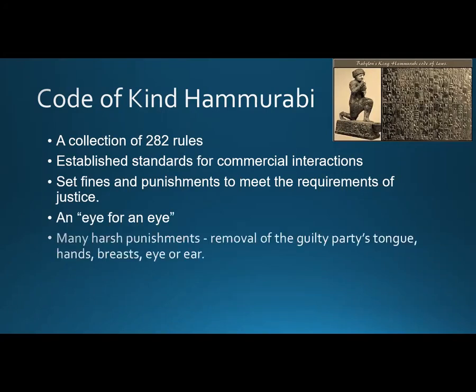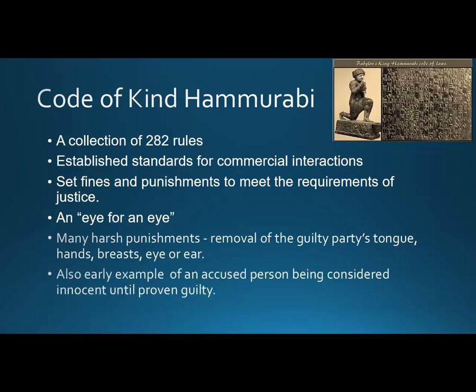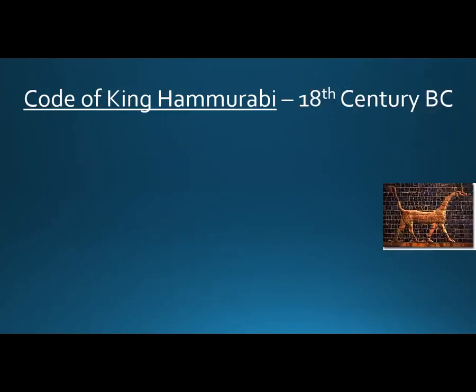And many of the punishments were pretty harsh: removing the guilty's tongue, hands, breast, eye or rear, cutting off, knocking out teeth. An early example of an accused person being considered innocent until proven guilty. So at least it looks like they did have a little bit of due process. They didn't carry out any of these punishments until there was some type of due process.